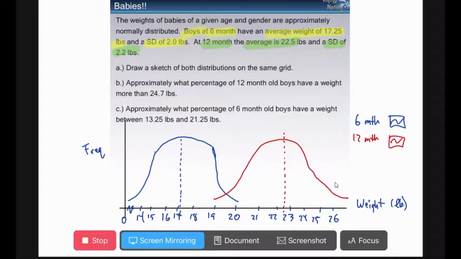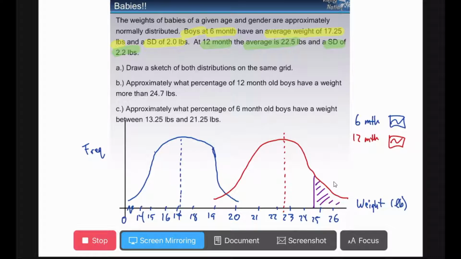Approximately what percentage of 12-month-old boys have a weight of more than 24.7 pounds? All right, let's take a look. So we're looking at our 12-month-old boys. So we're looking under our red curve. And have a weight of more than 24.7 pounds. 24.7 is going to be right around here. And I'm trying to figure out this area right here.